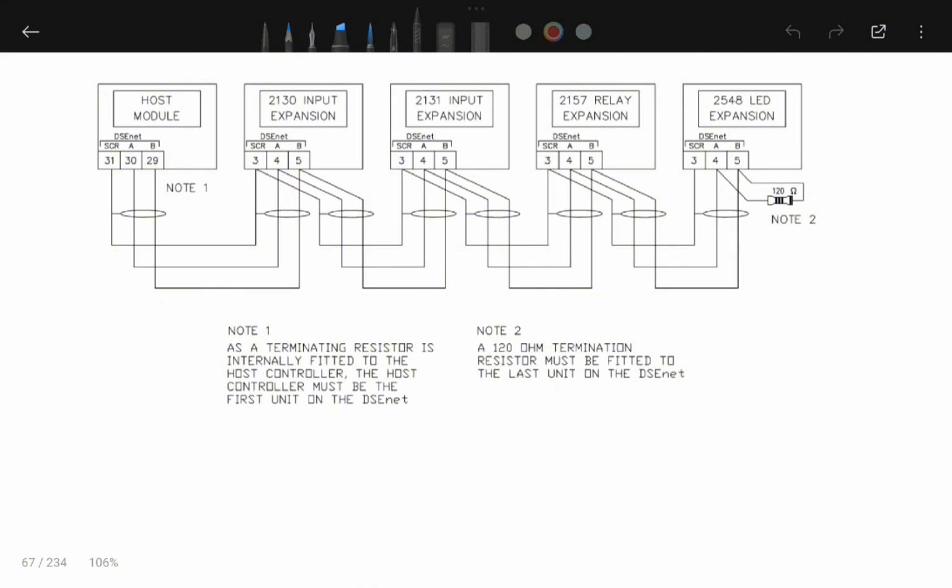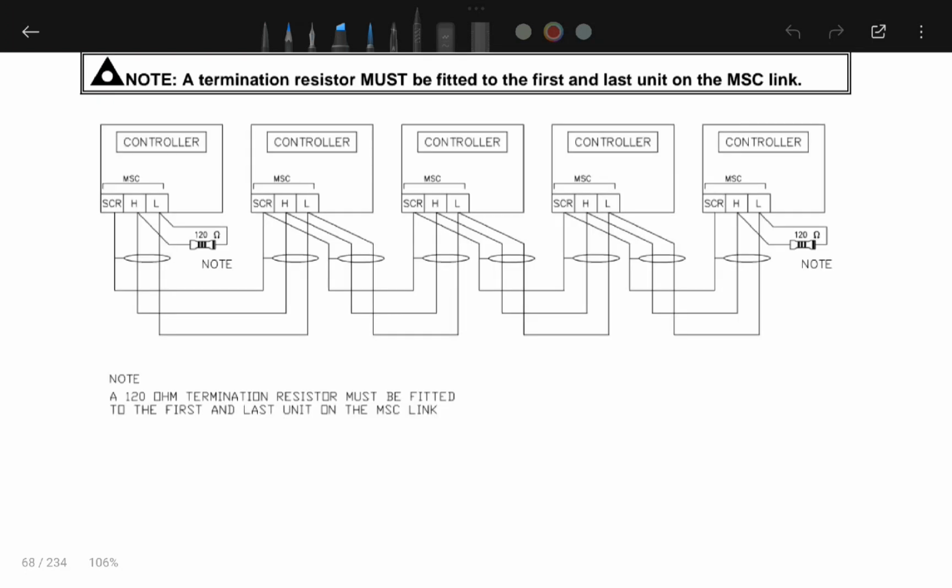So next is our example on how to connect the MSC connections. Here we also have one resistor from the first module, and the last module also has a fitted 120 ohms resistor. So here is our wiring connections and how to terminate those connections correctly.